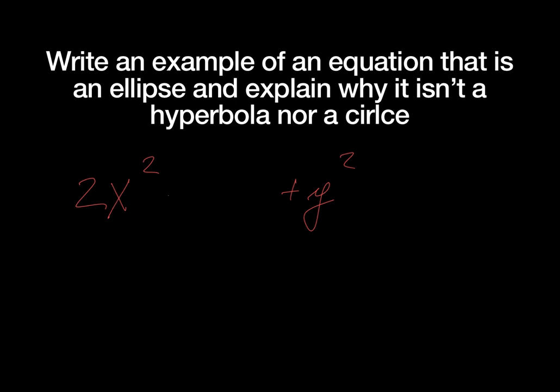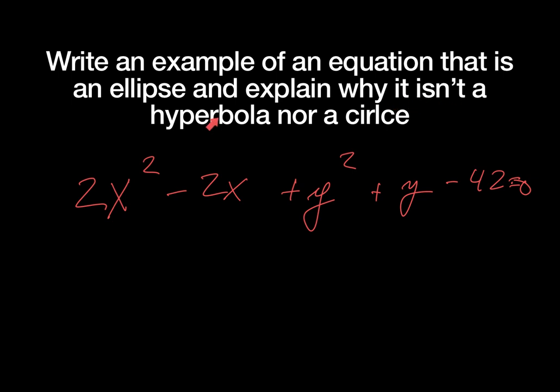Then I could do pretty much anything after that. Minus 2x plus y minus 42 equals 0. That would be an example of an ellipse. I'm not going to figure anything out with that ellipse, but that would be an ellipse.